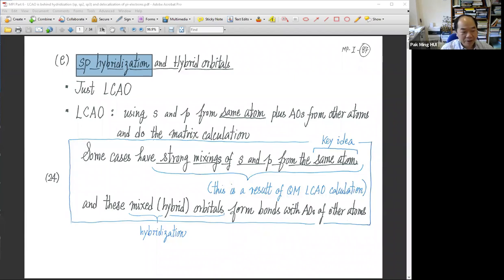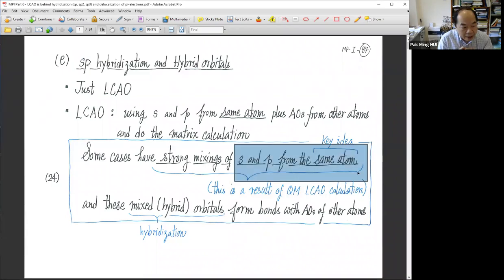Okay, so that cleans up the last part, all right? Now, hybridization. Let me repeat. The important thing is that we will see linear combination of atomic orbitals, but those orbitals are from the same atom. Okay? You may wonder what for.